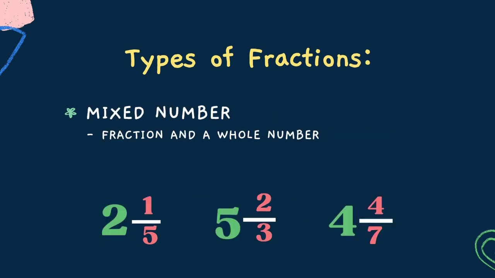And the third type of fraction is the mixed number, where we have a fraction and a whole number. We have 2 and 1/5, 5 and 2/3, and 4 and 4/7 as examples.